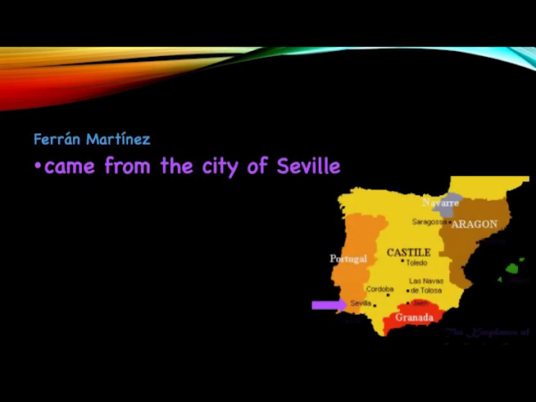Martínez came from Seville, a city of great significance for a history of anti-Semitism. By the end of the 14th century, it was home to the largest and most important Jewish community on the Iberian Peninsula. It was located in the south of the Kingdom of Castile, about equidistant between the Catholic Kingdom of Portugal and the Muslim Kingdom of Granada.